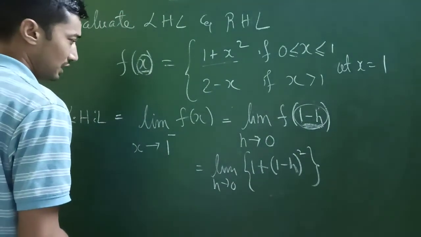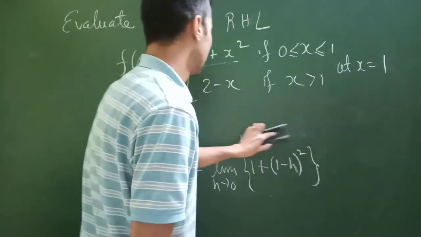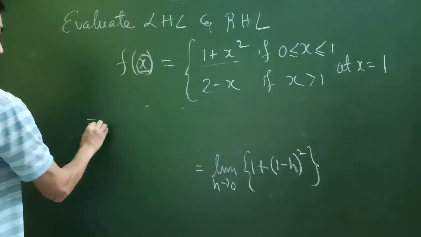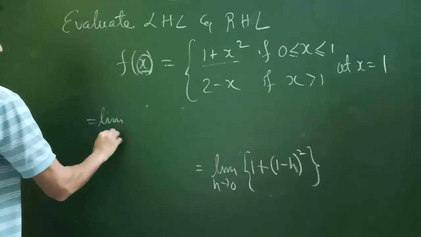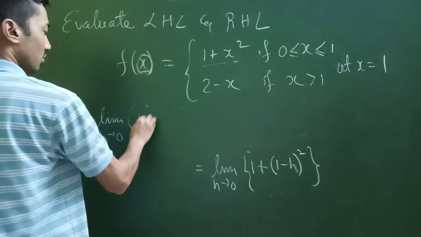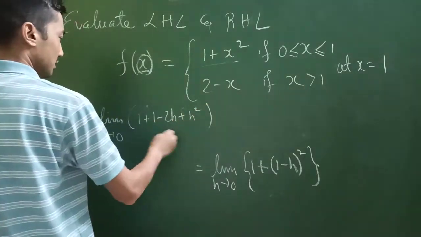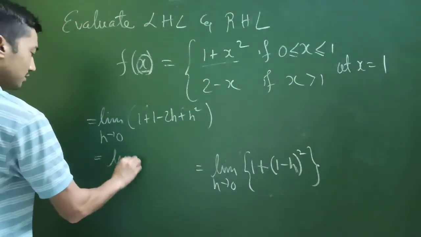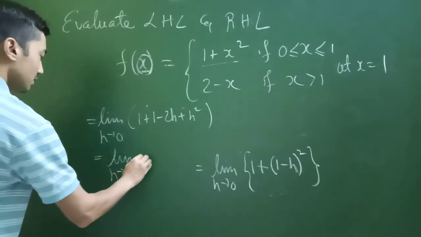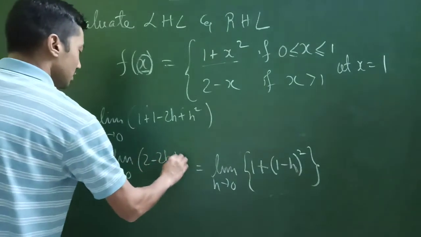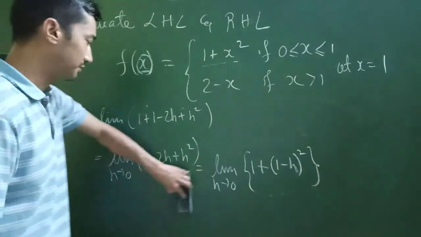Okay, I hope you have written that. So I'm going to rub this off. And then, that's going to be the limiting value as h tends to 0 of 1 plus 1 minus 2h plus h squared. So that's going to be the limiting value as h tends to 0 of 2 minus 2h plus h squared.